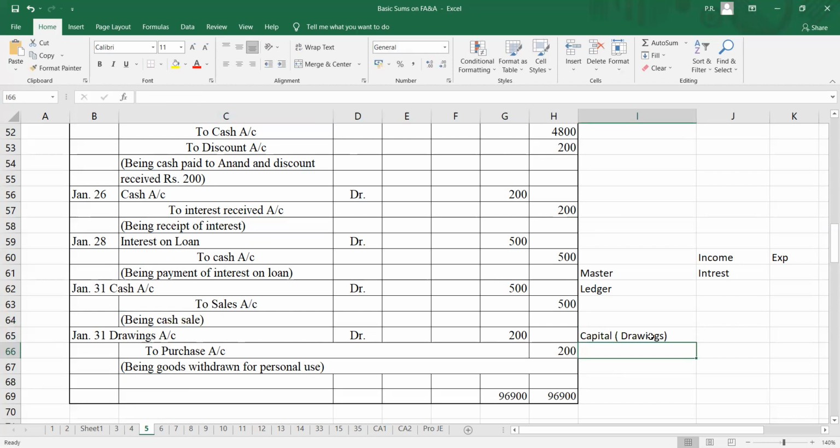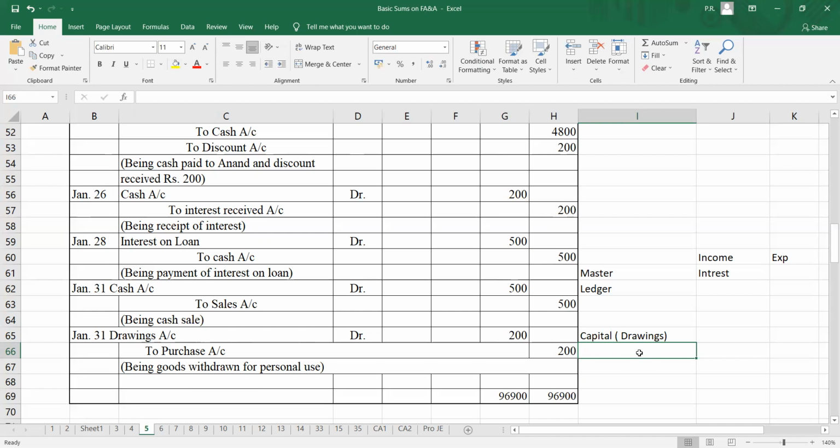And being goods withdrawn for personal use, it has been written over here to purchase account. Now, this is something very typical. See, what has happened is that you are not taking in money. In this case, you are withdrawing goods from the business. Suppose you have a grocery shop, and you took a box of ghee home. We did not take cash. What we have taken is the goods. So goods are going out. So what will happen is that this purchase will not be an expense to me anymore. Why? Because it is my personal expense, not an expense of the business. So I have to reduce the purchase.